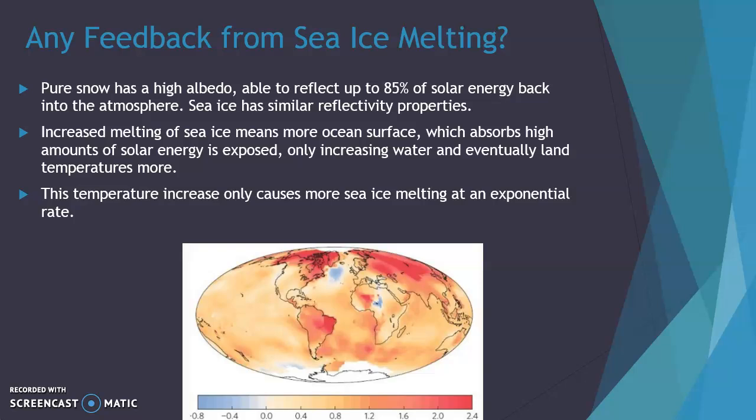The increase in solar energy results in warmer ocean temperatures and eventually warmer land temperatures due to the global conveyor belt, as we learned earlier. This results in turn in even more sea ice melting because now the temperature throughout the world is increasing. So evidently there is feedback because as sea ice melts, it exponentially increases the amount of sea ice that will melt in the near future because of its high reflectivity properties, or albedo.